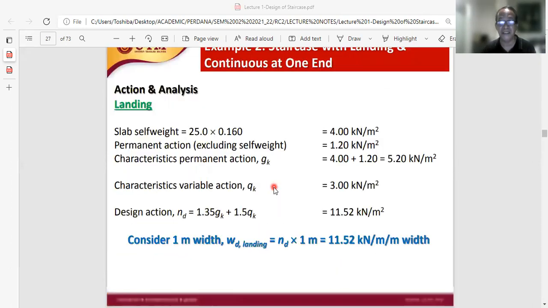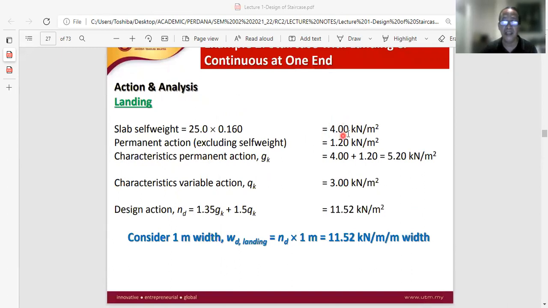And from this average thickness, we get our GK. Remember, this is GK due to the self-weight component. Add to this the value of finishes, so the total GK is now 5.2 kilonewton per square meter. The QK value is given as 3.0 kilonewton per square meter. And from here, we have a design load of approximately 11.5 kilonewton per meter squared.